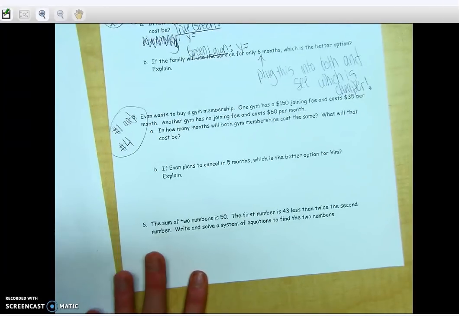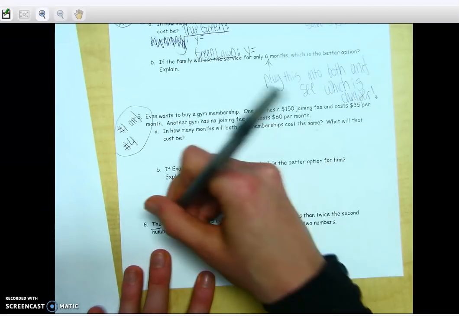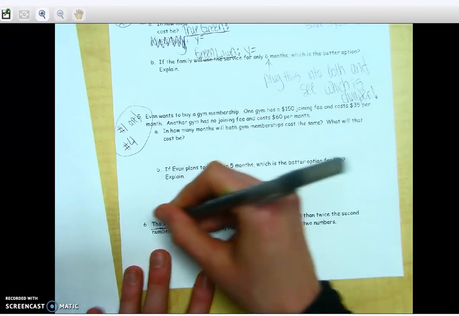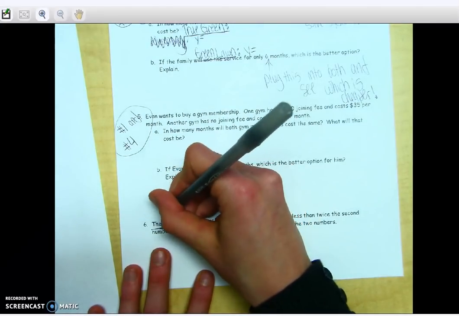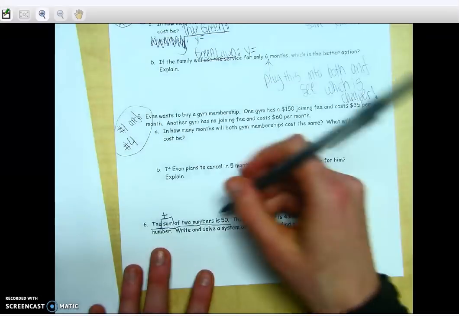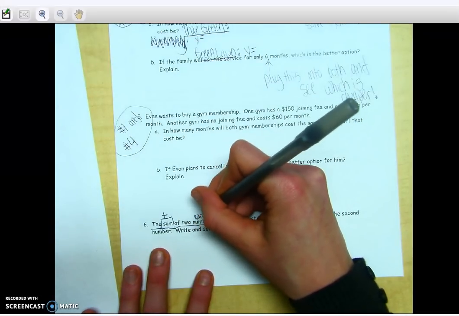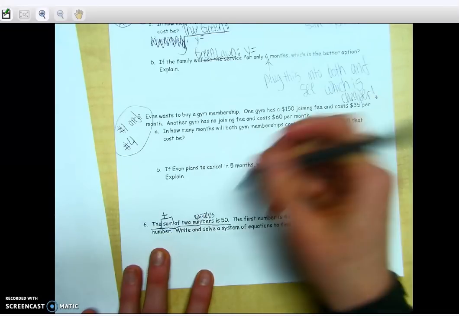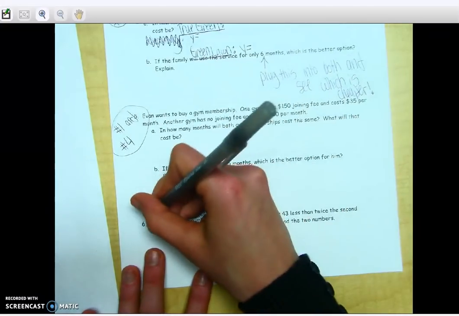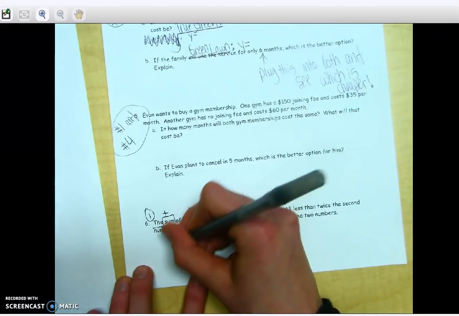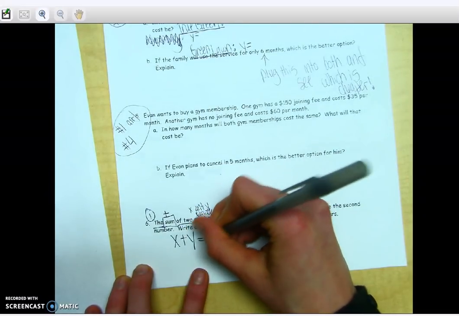Number 6 is one of these types of problems way back from chapter 1 where you have to know some key language about mathematics. If we're talking about the sum of 2 numbers, that means we're adding 2 numbers. If you remember, the word number represents a variable. And if we have 2 variables, let's just say x and y. So this first equation is saying the sum of any 2 numbers, x and y, is 50.